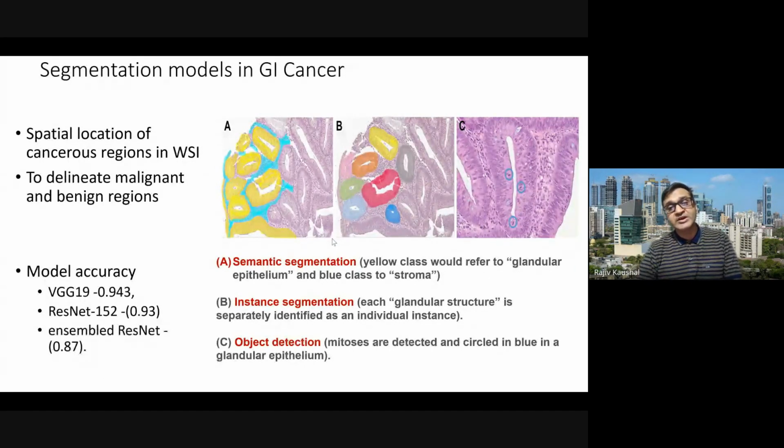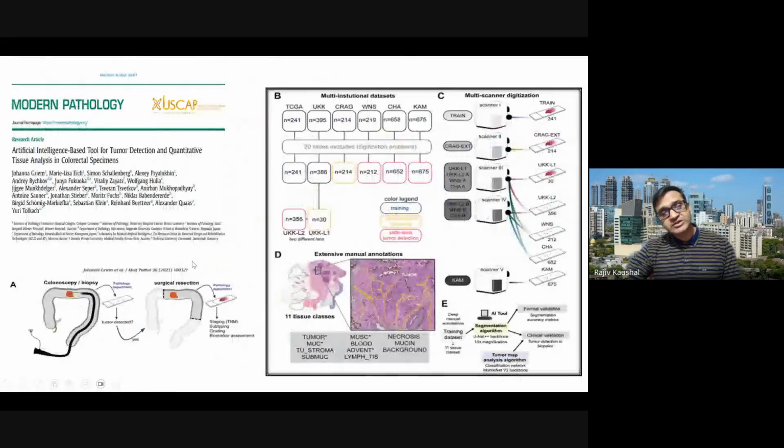Instance segmentation, where they look at the configuration of the glands, whether it is normal or abnormal, and object detection, when they go deeper into the nuclear features. So these are the common applications which are used.